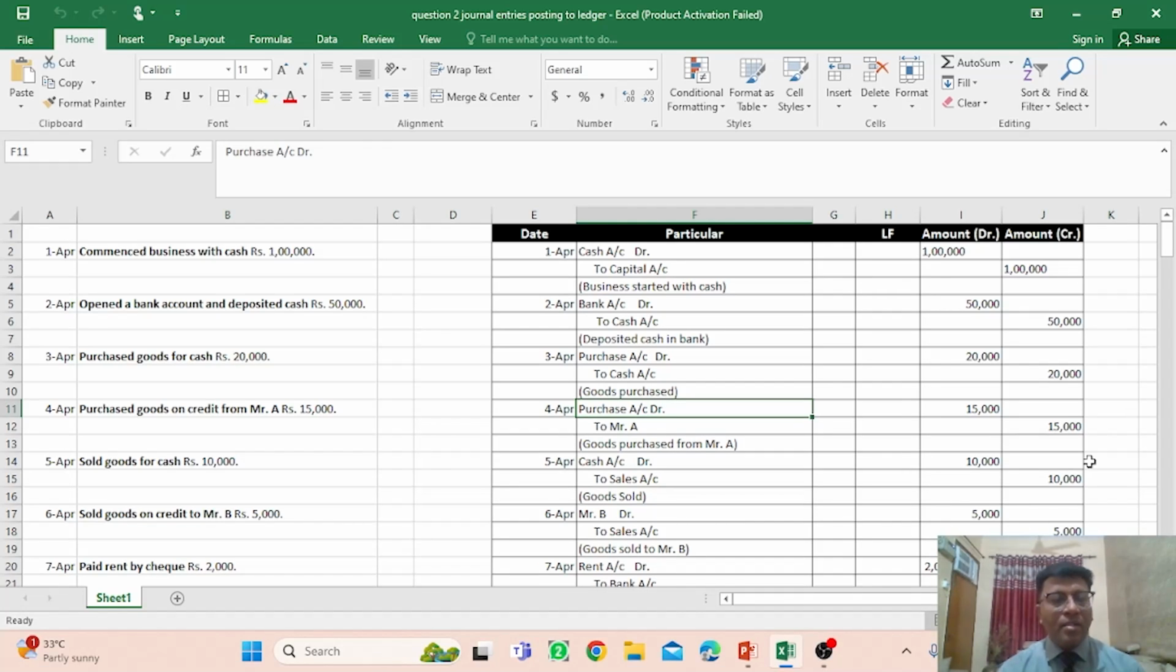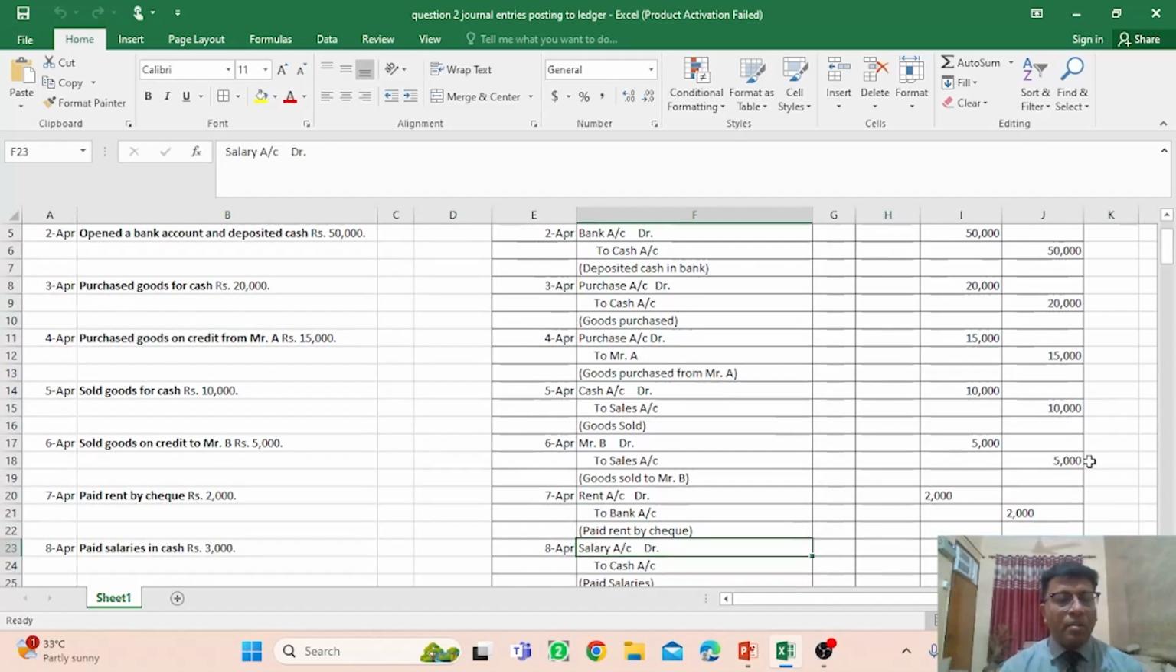So on the basis of these rules of accounting, all the students are supposed to maintain the journal entries in the journal. And on 5th April, sold goods for cash. As you see, cash account debit to sales account, goods sold for cash. And on 6th April, sold goods on credit to Mr. B, because there is a particular party, Mr. B. So it is assumed that the goods are sold on credit, and it is already mentioned in the business transaction that goods were sold on credit to Mr. B, that is rupees 5,000. So Mr. B debit to sales account, right?